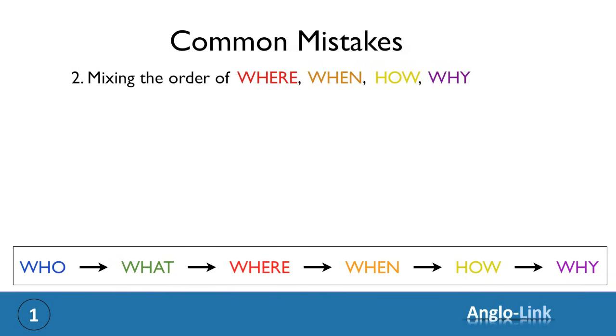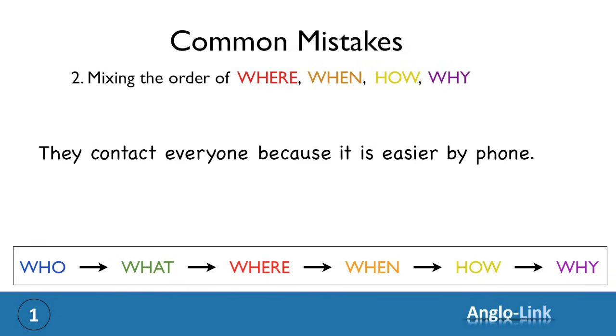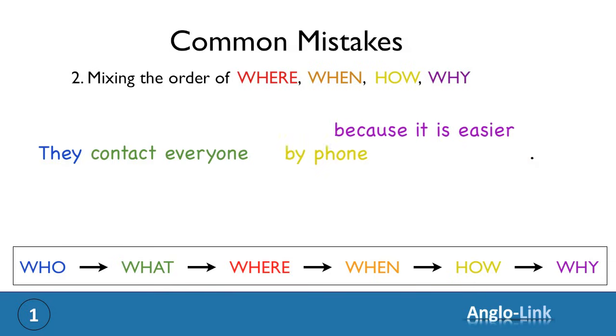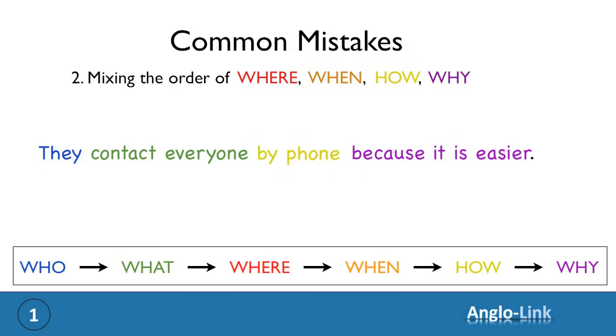Let's look at a third example. They contact everyone because it's easier by phone. If you look at the colors, you notice that the why has come before the how. So let's switch them. They contact everyone by phone because it's easier.